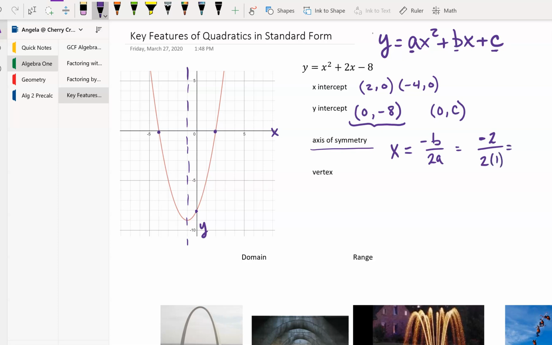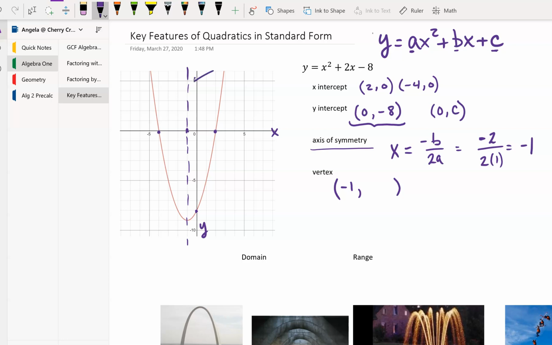And -2 divided by 2 is going to be equal to -1. And that is going to be the x value of our vertex. It also happens to be the place where that axis of symmetry is located. You can see it right here is the -1.